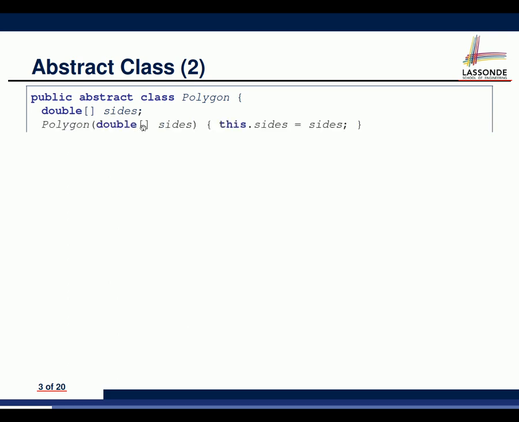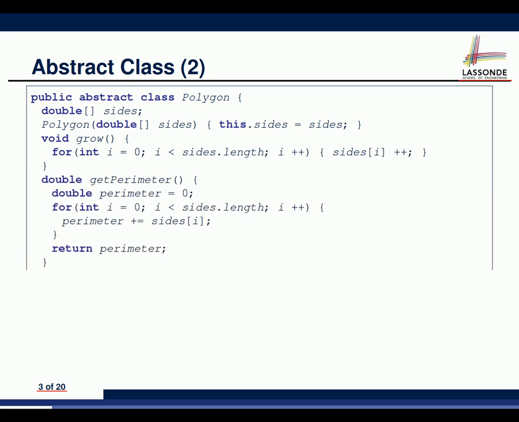Okay? And then we also got a polygon constructor here. You simply give an array of double to initialize, right? And then simply assign the array. And then to grow the polygon, we just use the same way for both rectangle and triangle. We simply go over all the sides and then increment the size by 1. So that means the triangle, rectangle, they will apply the same version of the method. There should be no difference, okay? Also, we got get parameter. Also, it's very easy. Just sum up all the sides together. Also the same way for rectangle and triangle.